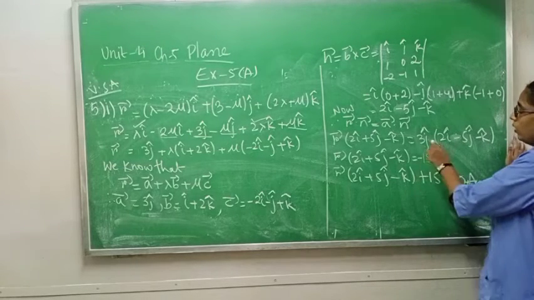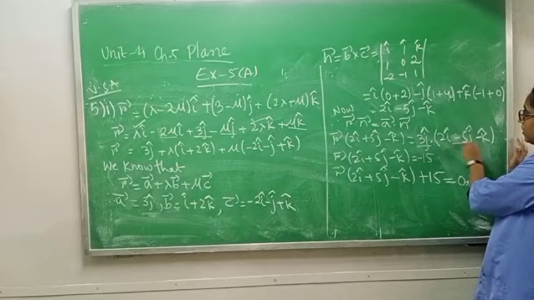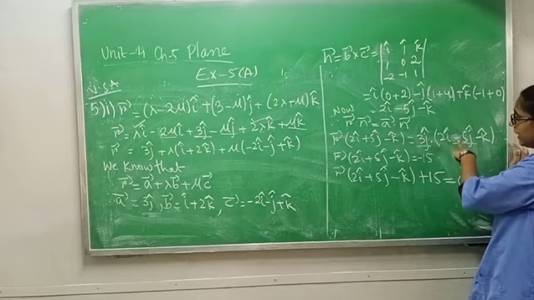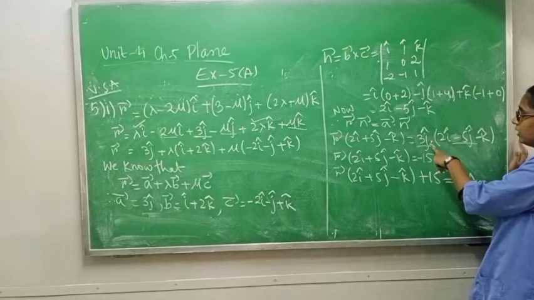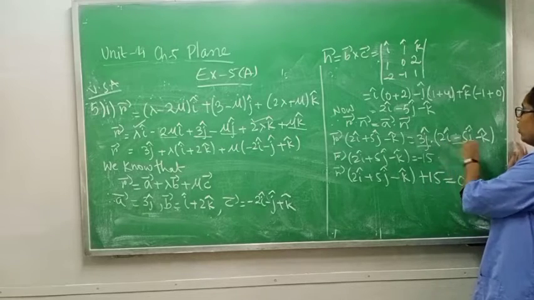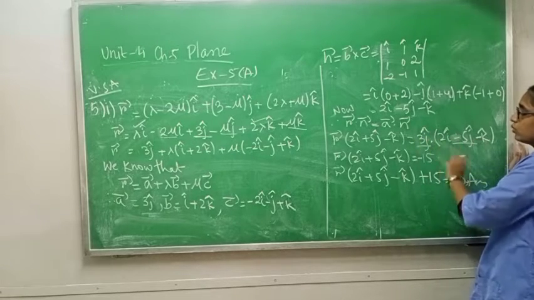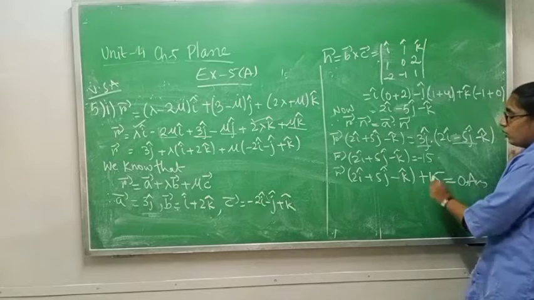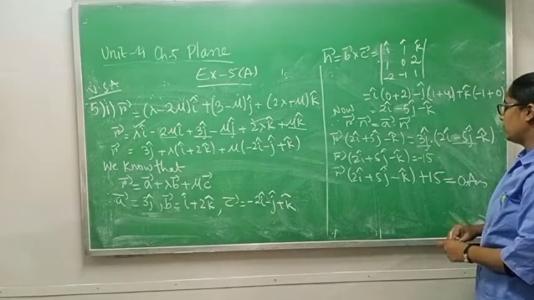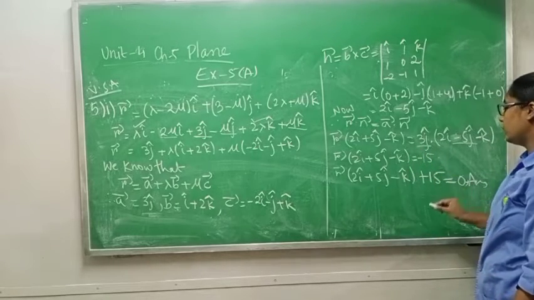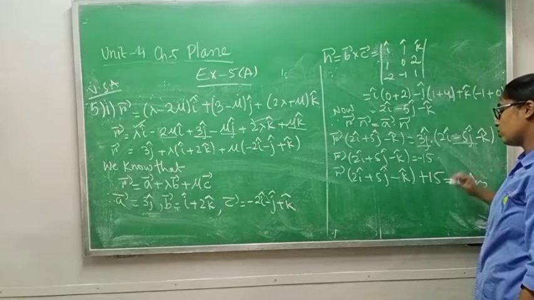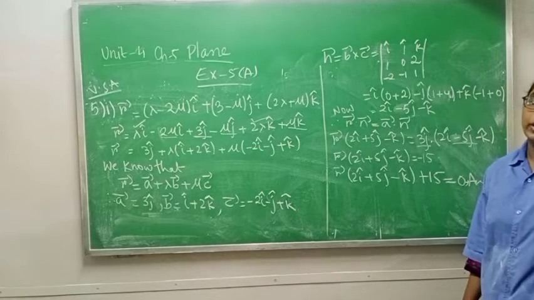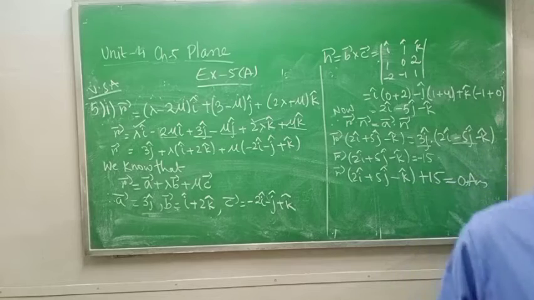Now 3j will only multiply with minus 5j, it will give you minus 3 into 5, that is 15, j into j is 1. 2i and k are not present in this one, so you will not be able to multiply. So if minus 15 comes, it will become plus 15 equals to 0. If you do not take this, this one can be the answer also, and this one is also your answer. Okay, complete this one.